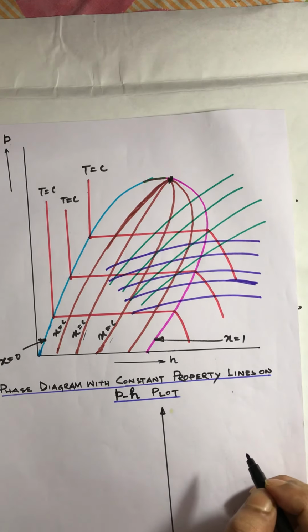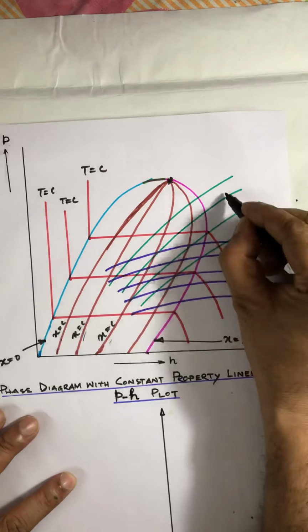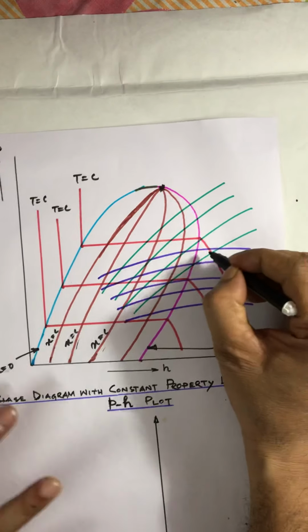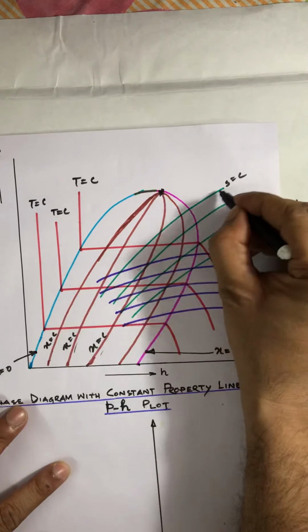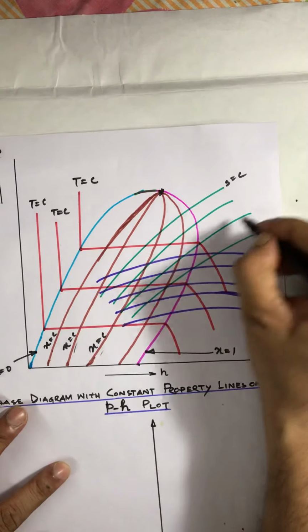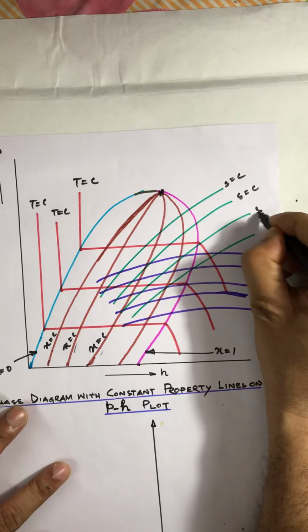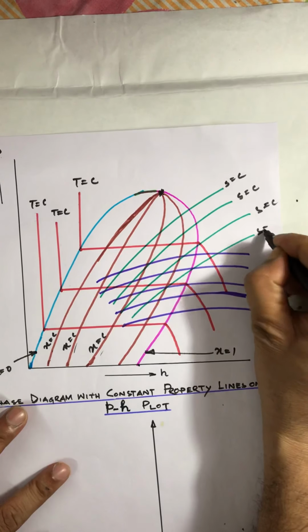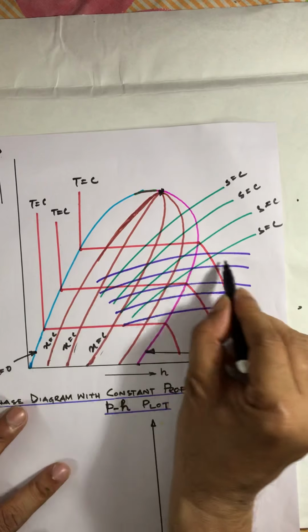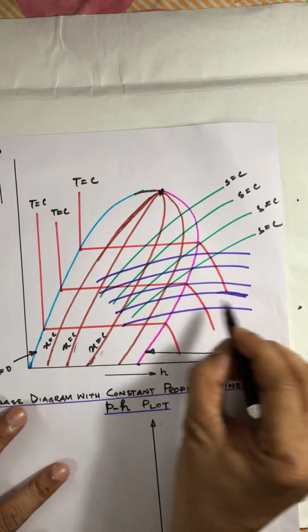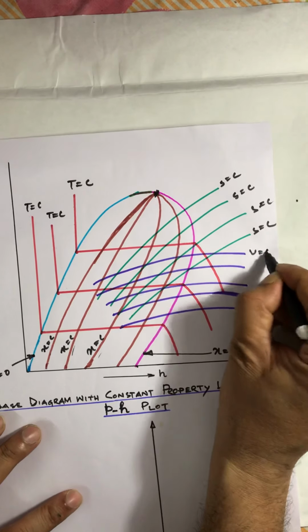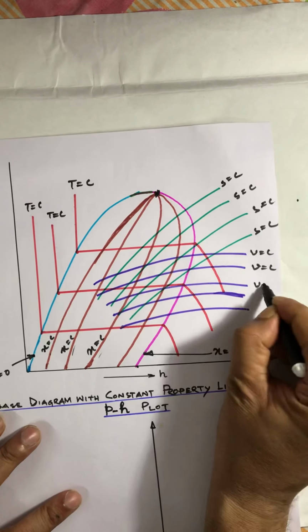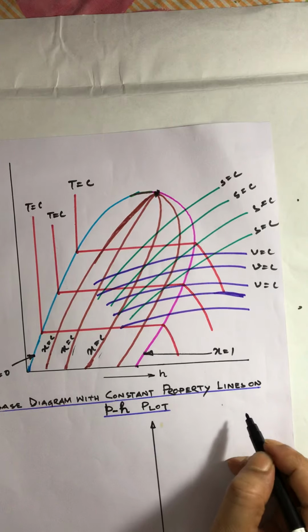Now, this inclined green color represents S constant, that means the isentropic line, where entropy remains constant, and this purple color represents constant specific volume. Volume is equal to constant, clear.